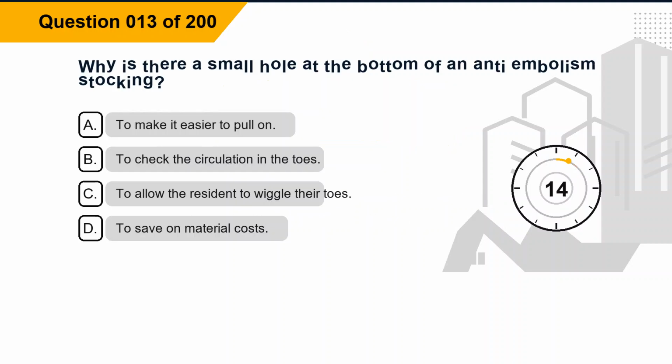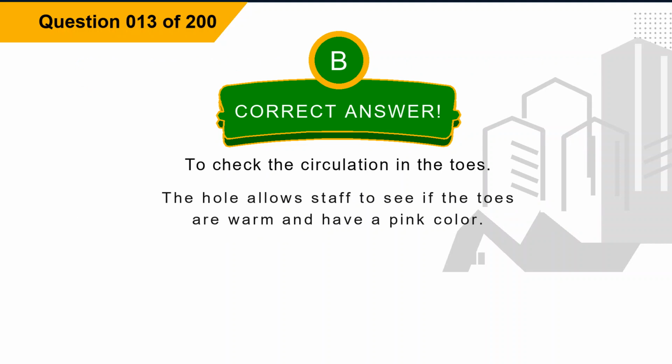Question 13. Why is there a small hole at the bottom of an anti-embolism stocking? Option A, to make it easier to pull on. Option B, to check the circulation in the toes. Option C, to allow the resident to wiggle their toes. Option D, to save on material costs. The correct answer is option B, to check the circulation in the toes. Explanation. The hole allows staff to see if the toes are warm and have a pink color.